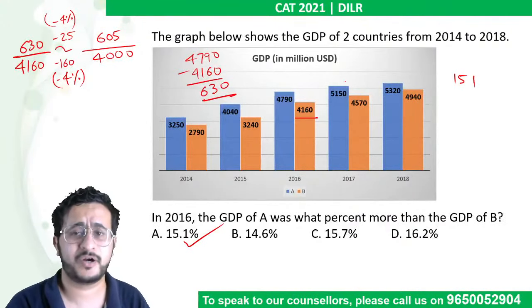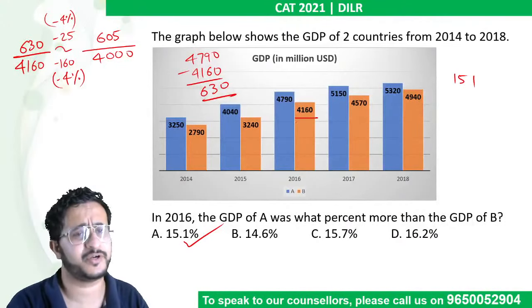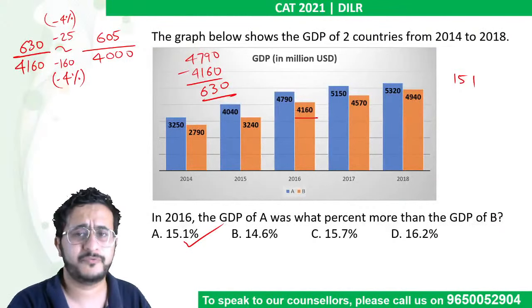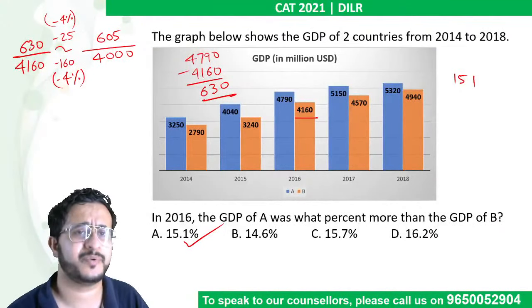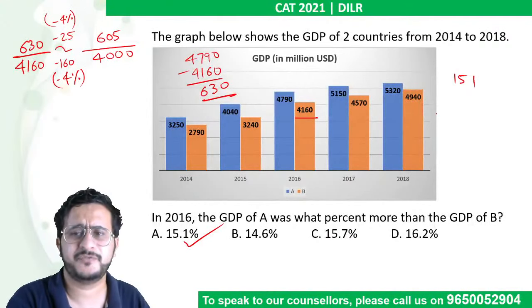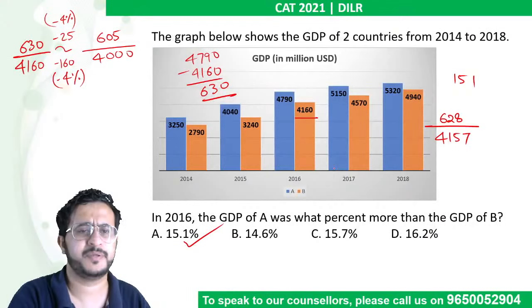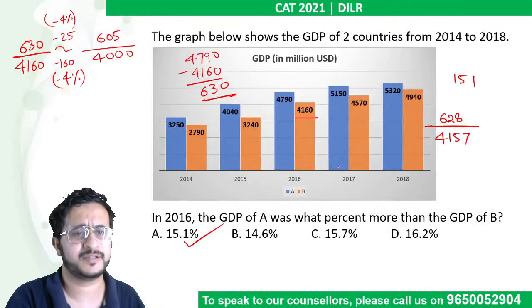Right? Now these were round-off numbers. Even if these were not round-off numbers, you would get more or less the same value. Now maybe with 4160 and 630 you might have crossed the zeros, right? But what if it was somewhere like 628? Now people fear these numbers, right? If you get 628 by 4157, people would think that no, this is a difficult thing, right?